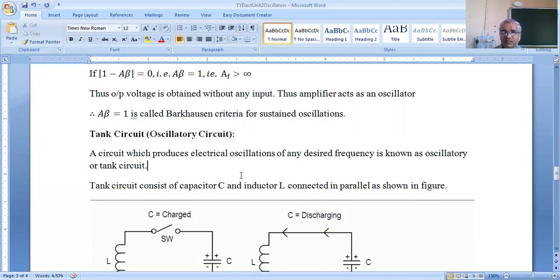Now the tank circuit is the heart of any oscillator circuit. Without a tank circuit there is no oscillator. So the tank circuit is the heart or the main portion of any oscillator. The tank circuit produces electrical oscillations of any desired frequency. A circuit which produces electrical oscillations of any desired frequency is known as an oscillatory circuit or tank circuit. Oscillations are created in the tank circuit.